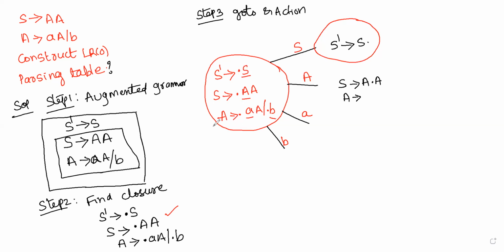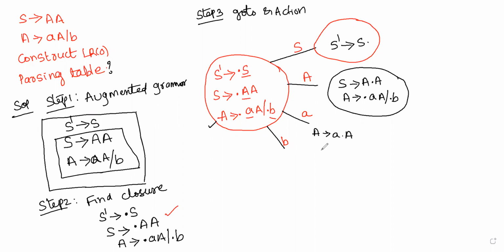So the given problem has the productions A tends to dot AA by dot B. So this is called the goto of A. Now what I can do is find the goto of small a. The goto of small a is A tends to A dot A.